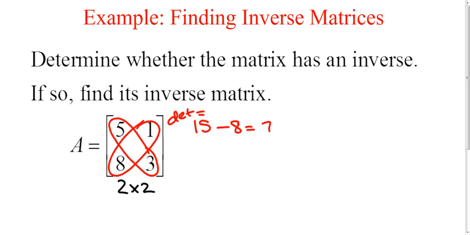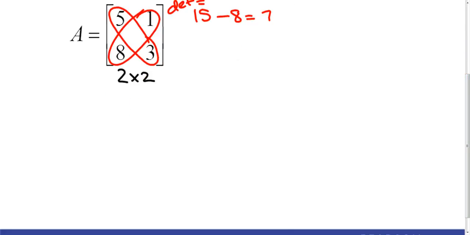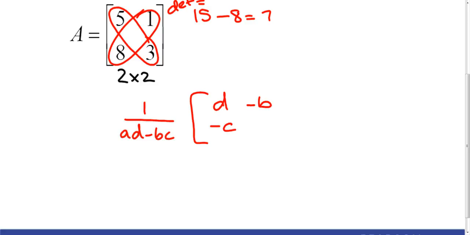Then I want to find the inverse. I can find the inverse with that handy-dandy little formula, which is 1 over AD minus BC, which is the determinant. And then, if you remember the formula, and this is on your previous page if you want to look it back up again, it is D, negative B, negative C, A. And in this case, this is A, this is B, this is C, this is D.